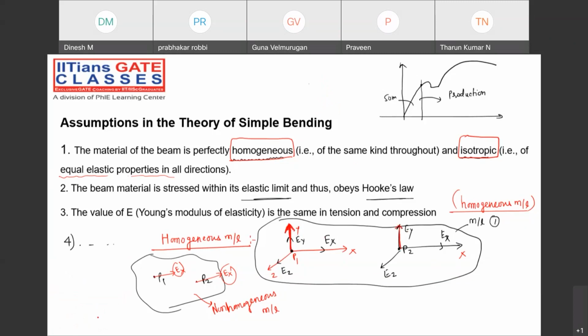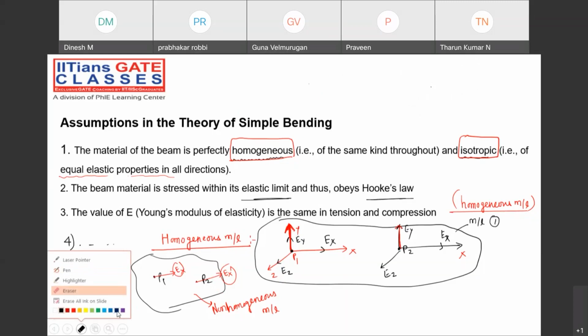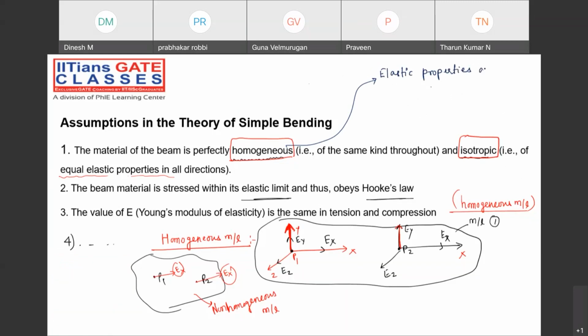Right now, the next thing would be isotropic material. What is the meaning of isotropic material? First of all, note the homogeneous definition, right? So where we can write the homogeneous definition. Okay, I can remove this one. So homogeneous material will be: elastic properties are the same at all the points in a given direction. At all the points in a given direction, right? So it's a directional dependent property, we can say.